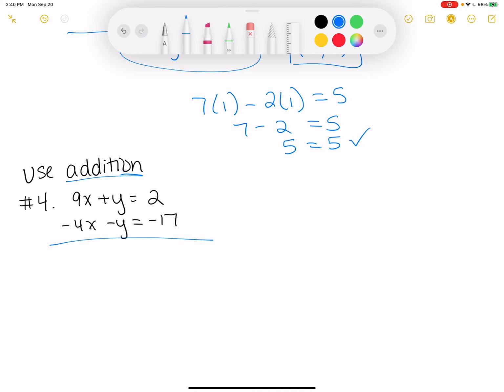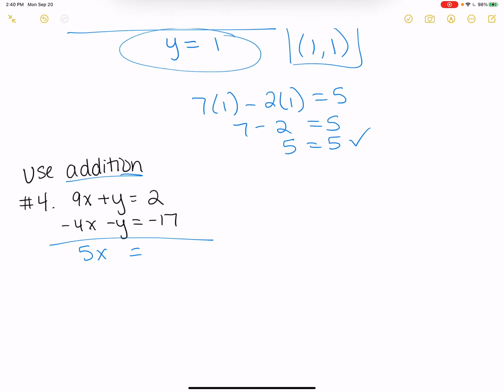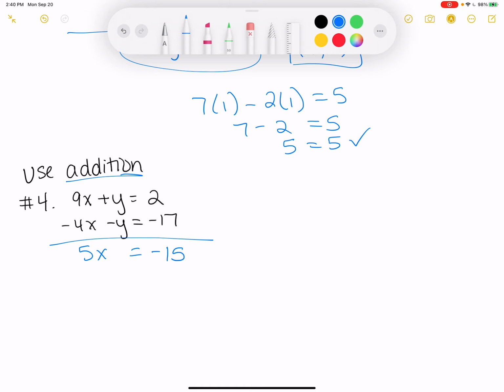So I'm going to work my way from left to right. 9x minus 4x is 5x. y minus y is 0, so I don't have to worry about that, is equal to 2 minus 17 is negative 15. And then I just need to divide by 5, so x is equal to negative 3.